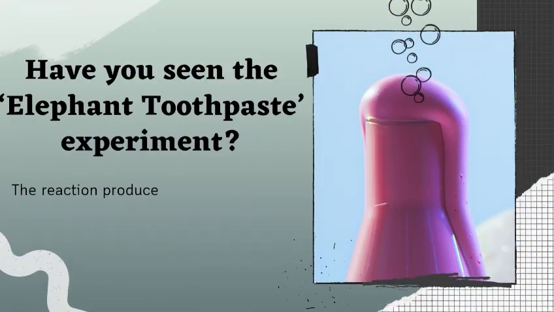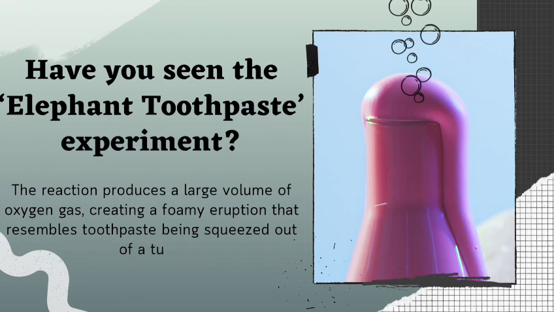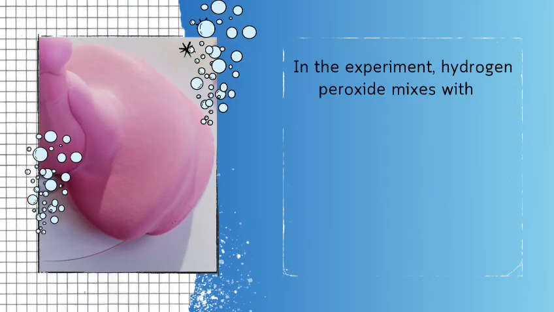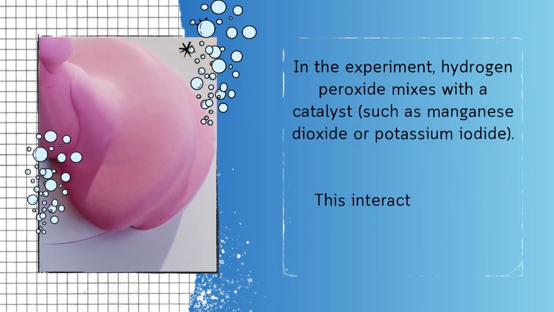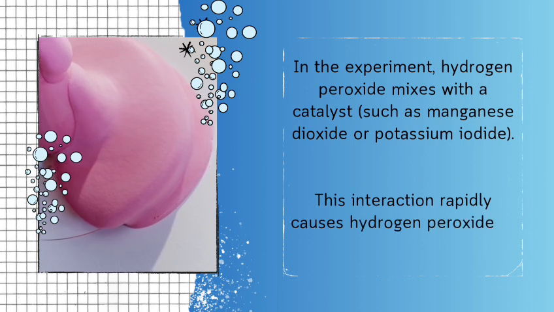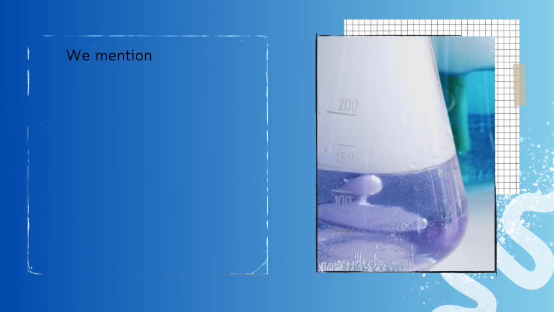Let's look at an example of how a catalyst works. Have you ever seen the elephant toothpaste experiment? The reaction produces a large volume of oxygen gas, creating a foamy eruption that resembles toothpaste being squeezed out of a tube. In the experiment, hydrogen peroxide mixes with a catalyst, such as manganese dioxide or potassium iodide. This interaction rapidly causes hydrogen peroxide to break down into water and oxygen gas.